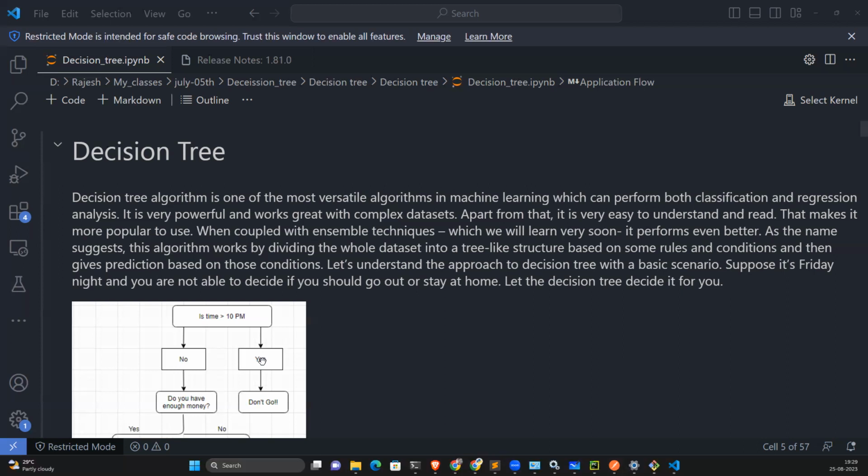So how does the decision tree work? Let's suppose, and I'm taking a very generic example. Don't stress your mind about how the decision tree works. Take a very simple example, a very generic problem statement, and then try to solve this statement with the coming use case.